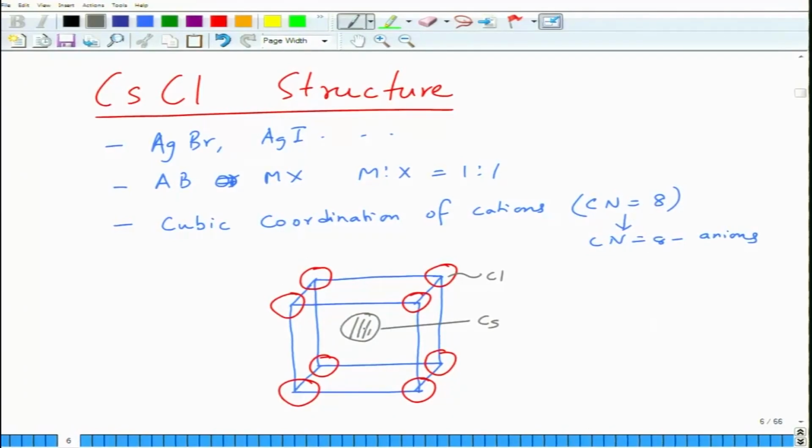Of course, when you make the ball model they touch each other, but for the sake of clarity we have drawn them as separate. So this is a primitive cubic lattice with motif being cesium at half and chlorine at 0,0,0. You can write the other way around as well, chlorine at half and cesium at 0,0,0, because you can put the unit cell wherever you want. If you draw the plan view, it will look something like that.